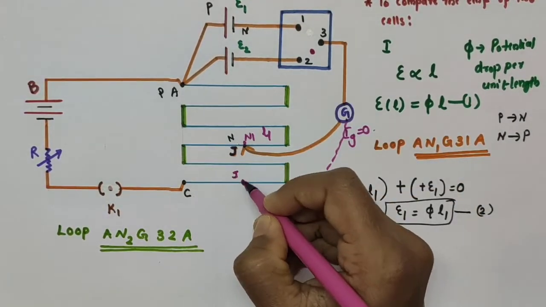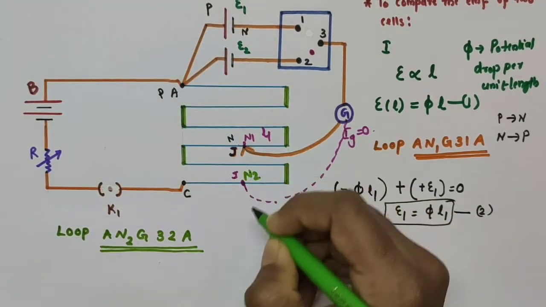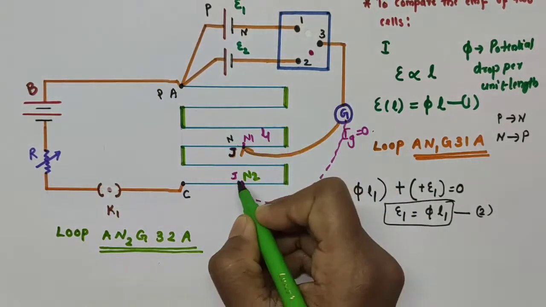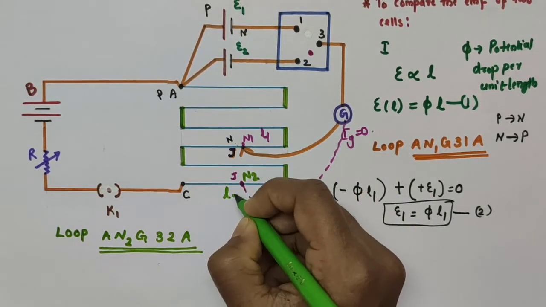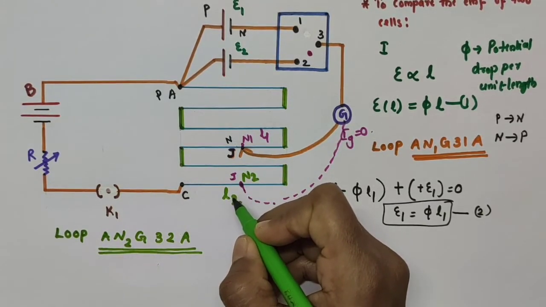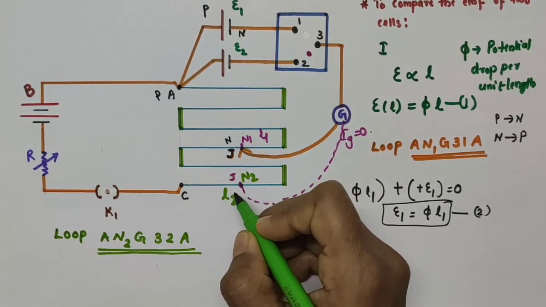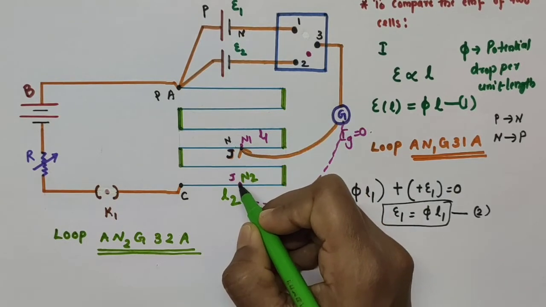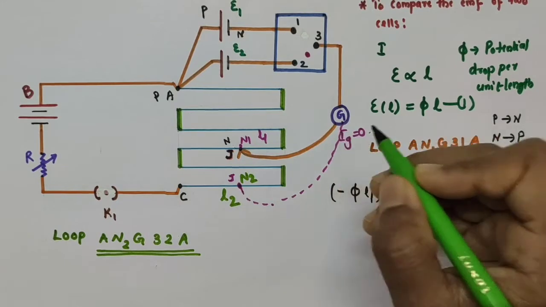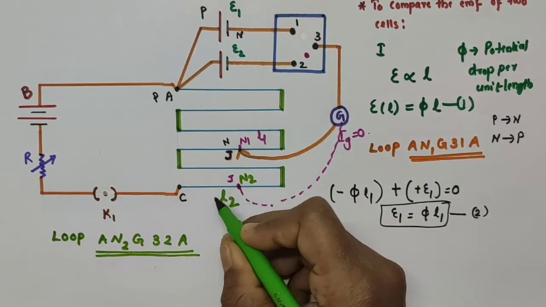I am taking this point as N2, and the length of this wire from the point A to this point N2 as L2. That is, the balancing length here is L2. From A to this point, the length of the wire is L2. So here the balancing length is L2 because when the jockey reaches this point N2, the galvanometer shows 0 deflection. So it is the balancing condition, and the corresponding length is the balancing length. So here the balancing length is L2.